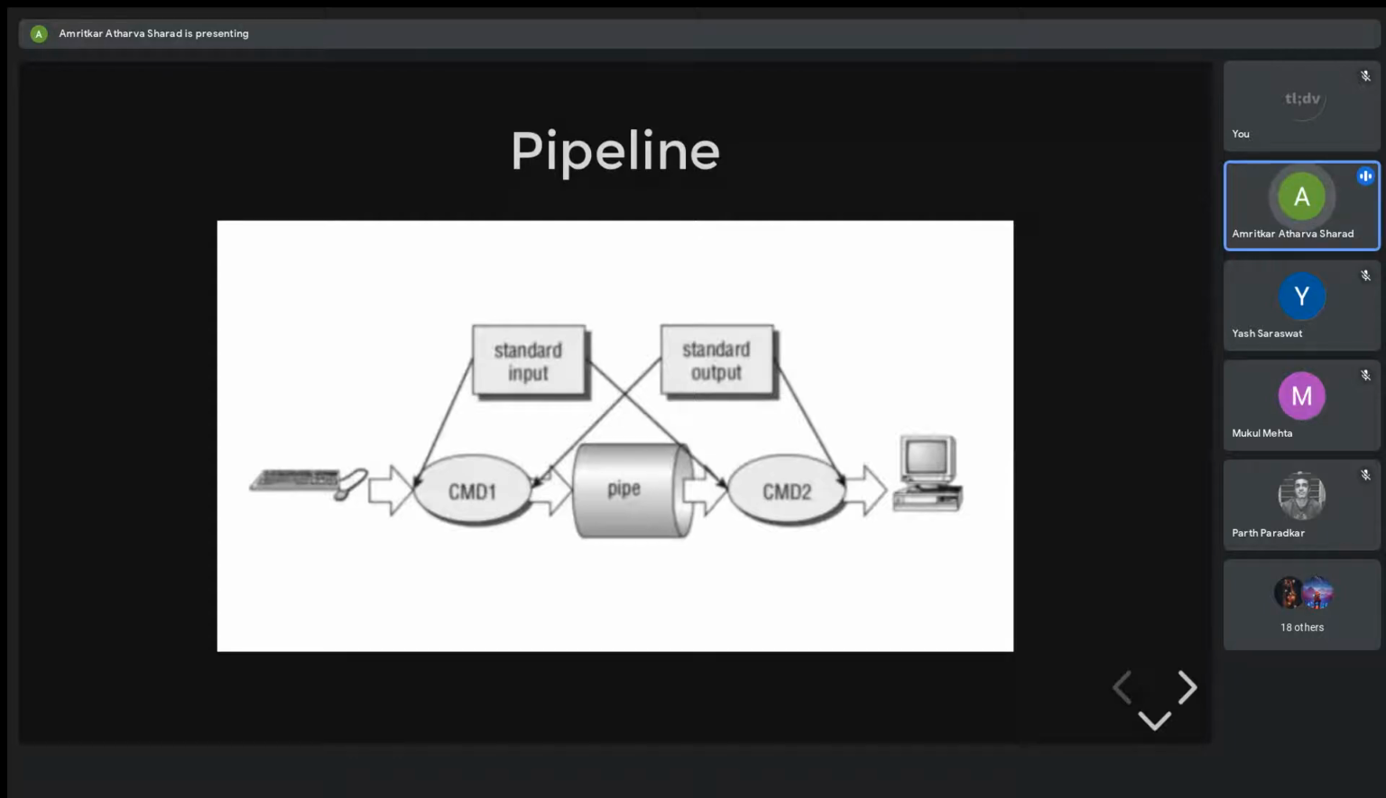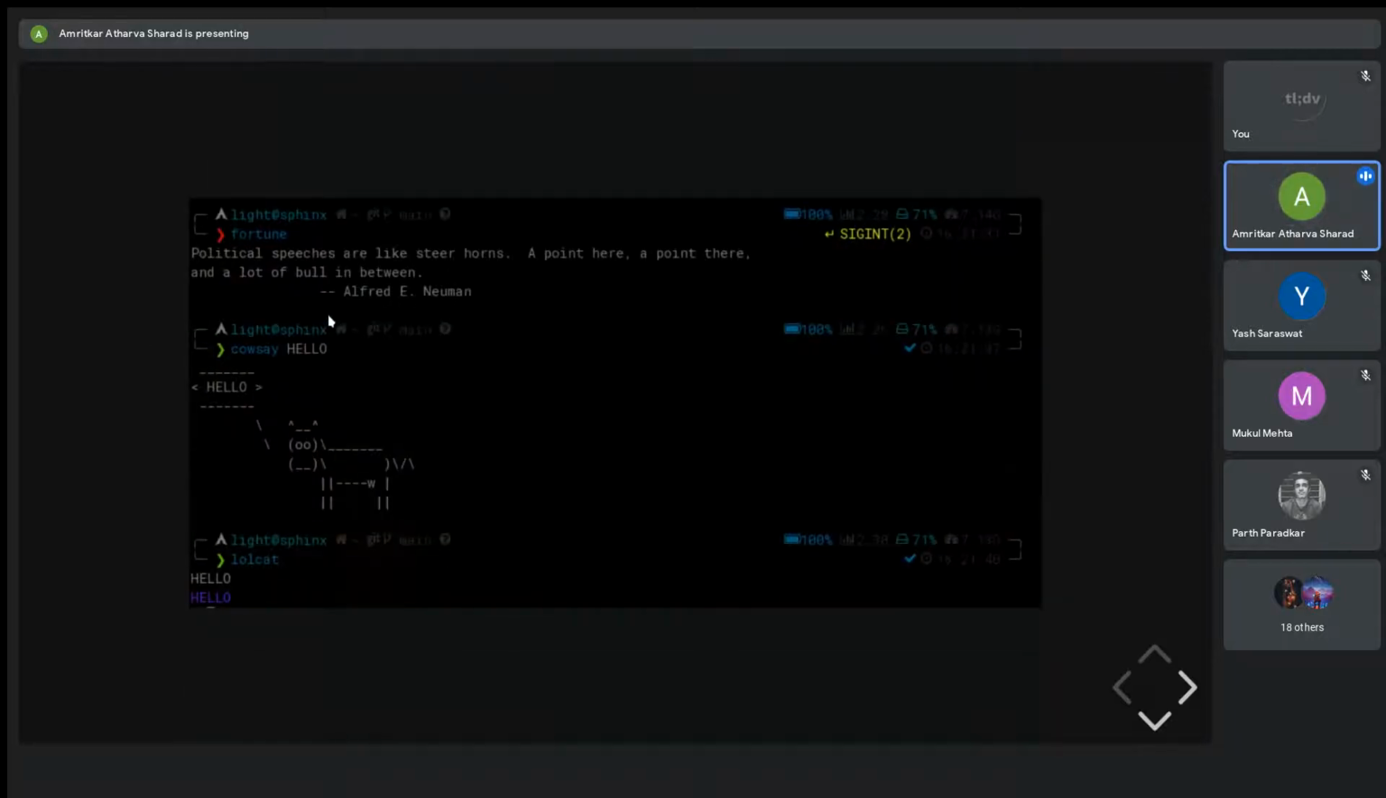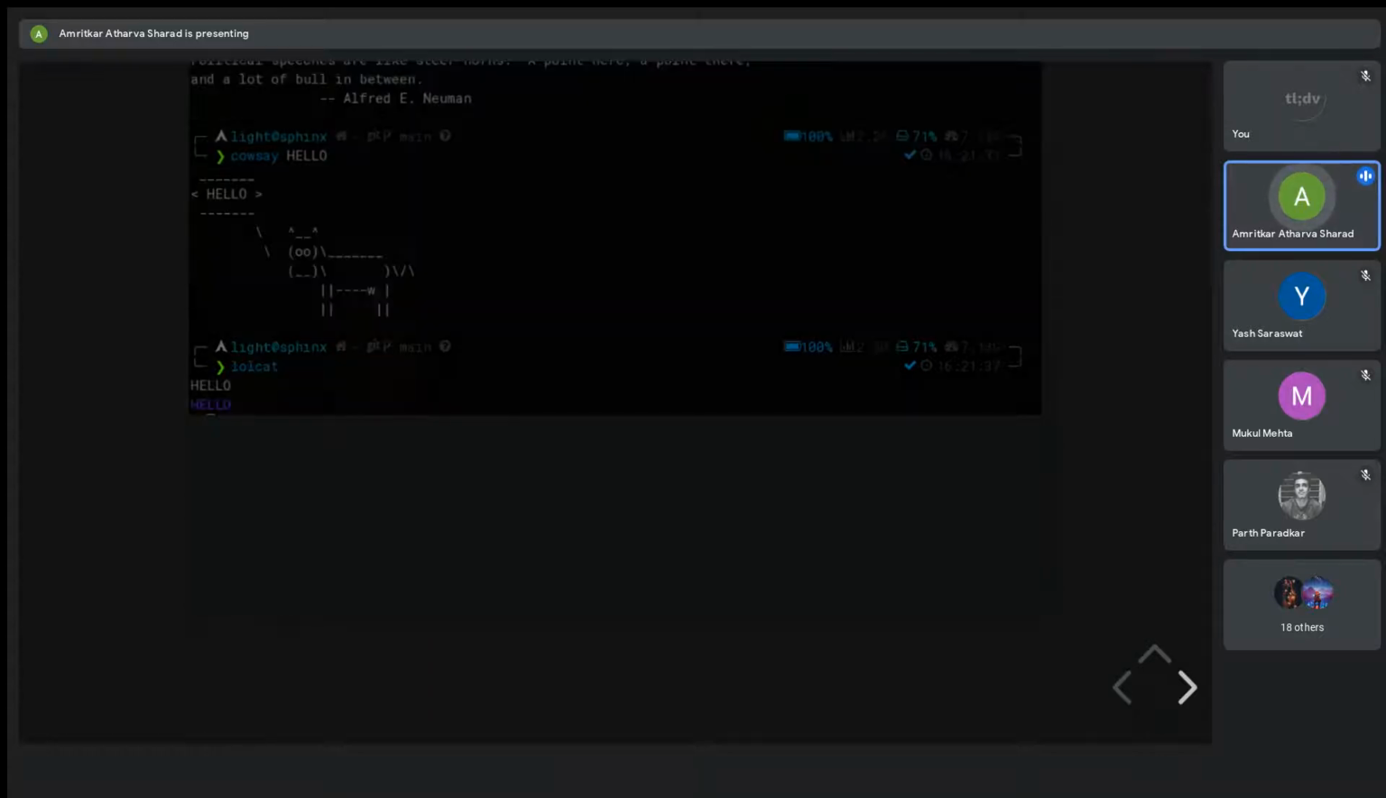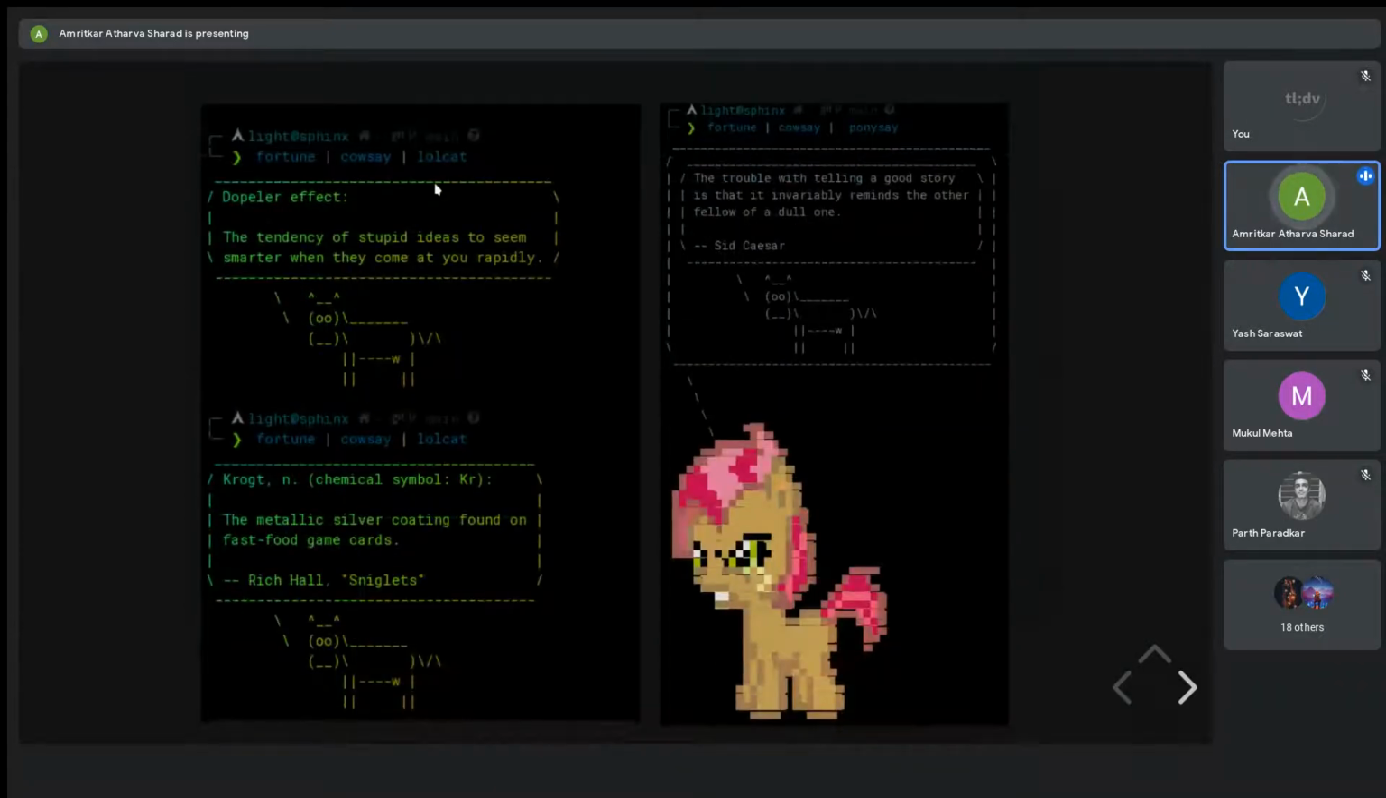If you have played with the terminal, you know these three things. The first is fortune. It shows some random quotes, like a cow saying something, and a lolcat gives rainbow color to the text we add. Now, if we pipe all these three commands together, we would get something like this. So this is how the entire Unix system is. Everything is piped with something else, and that is how it works. Like, everything as a file.